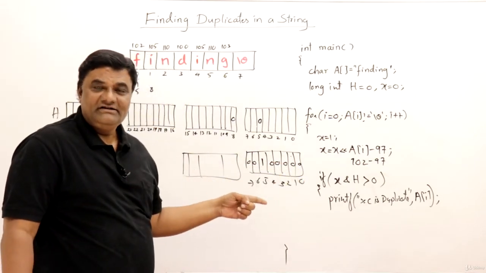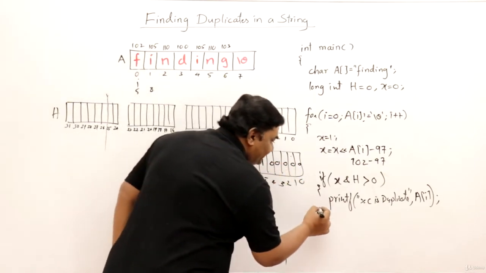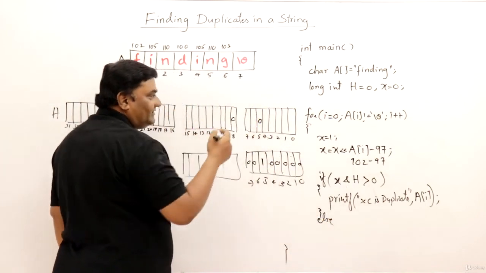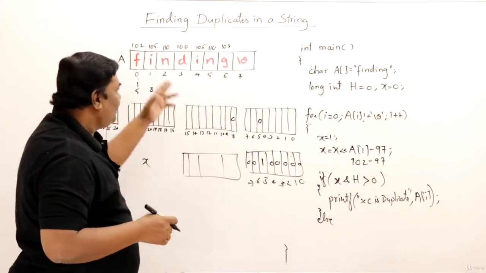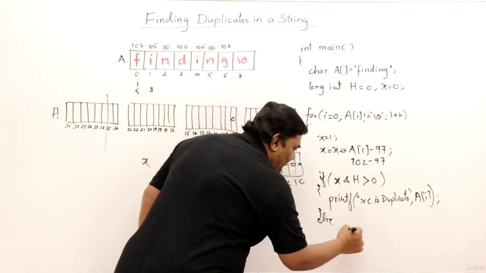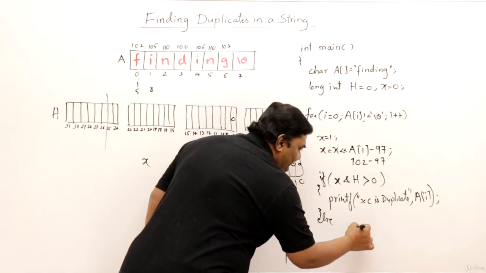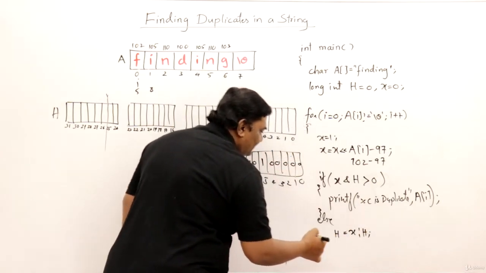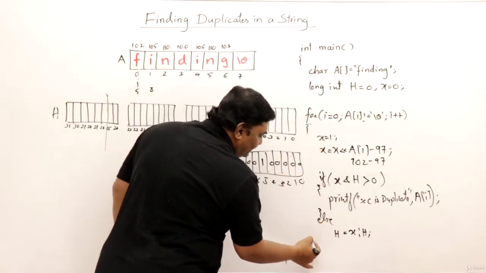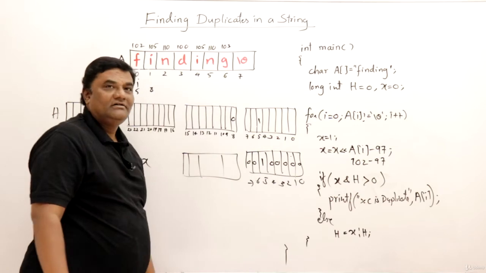Right? It's already there. If it is not there, meaning if it is not 1, then set it as 1. We got that digit, we got that alphabet, so set it as 1. How to set it? By performing merging. So X or H, and store the result in H only. So this will be set as 1. So that's all. This is the close of the loop.